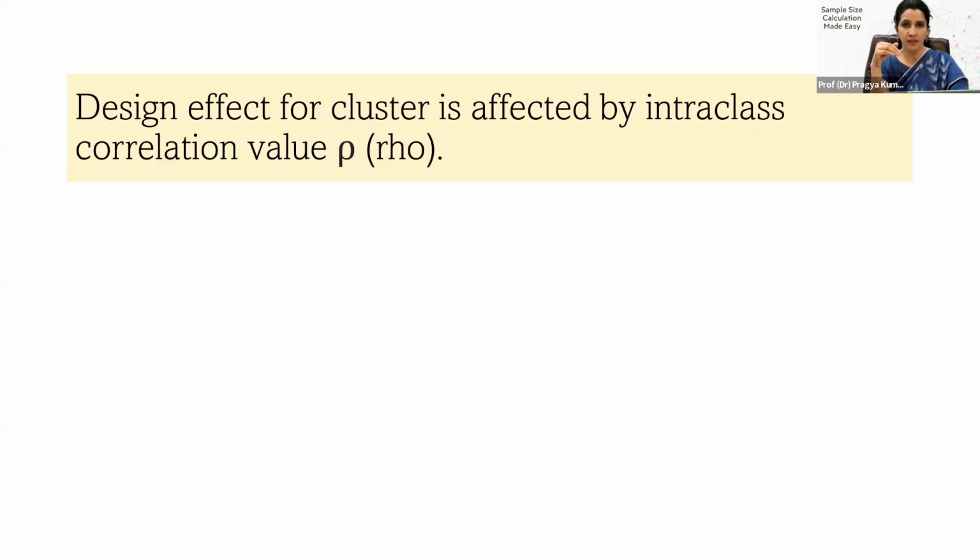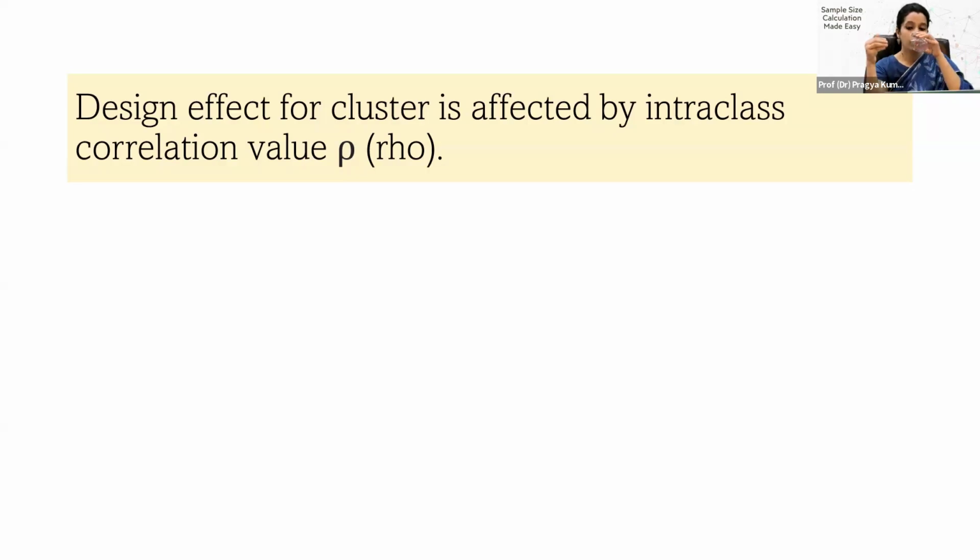Now, what is this design effect? Generally, wherever there is clustering, that means they are sharing some common characteristics, so your variability inside that cluster is very less. And sample size depends on variability. So if the variability is less, then you will have to take more sample to prove your hypothesis. This design effect is affected by the intra-class correlation coefficient, which is known as the ICC. As the word suggests, there are three words: intra, class, and correlation. Intra-class means inside a cluster. And correlation is a measure of association between two.